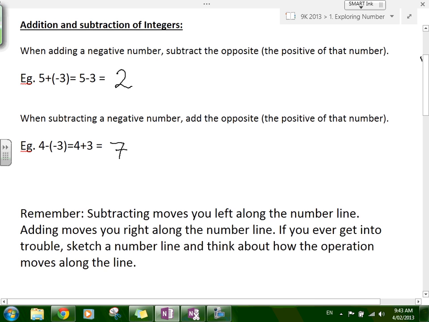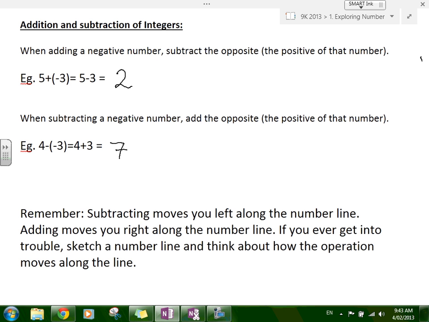So this is very simple. It's just getting this first step of understanding what's happening. When you add a negative, you subtract the positive of the opposite. And when you're subtracting a negative, you add that positive. So you change the sign of the number and you change the operation, switching plus to minus and minus to plus. We're going to do some examples after this.